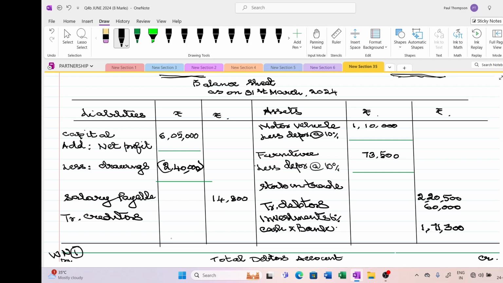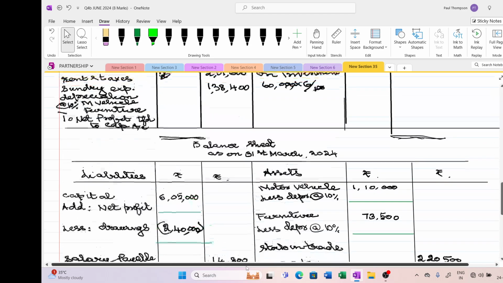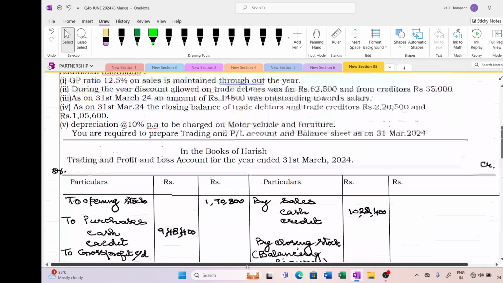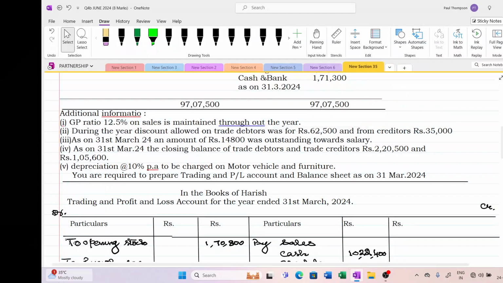Creditors 105,600. See, if you do it systematically, you will have no issues. Only thing is that you have to practice so that your speed goes up and you are able to do it in time. Okay. So now we have done this also.